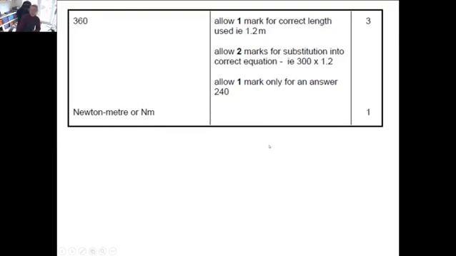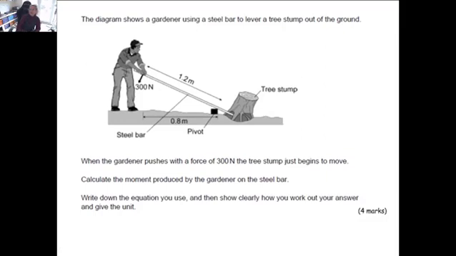Now let's just explore that a little bit further. So we have the steel bar here, and that's around 1.2 meters long, and we're also told that distance as well, which is 0.8 meters. So this is where it's a little bit confusing for which values should we use. Well, again, just follow the logic through.